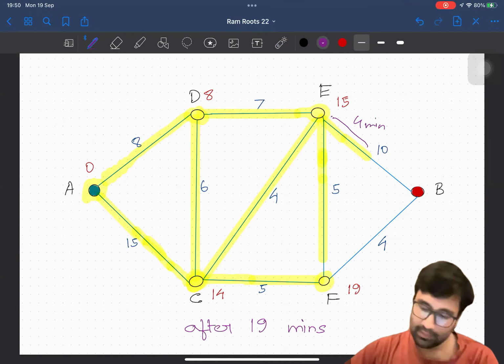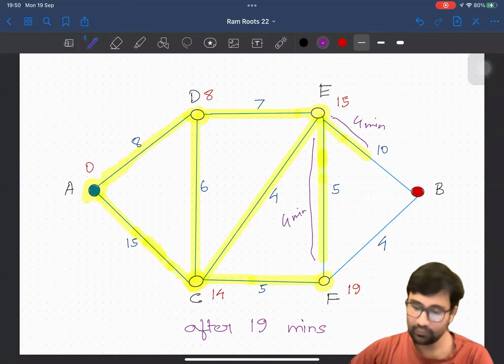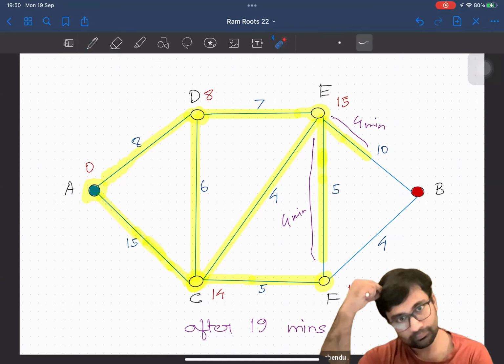So for the fire to cover all the points, for E to F, it needs another 1 minute because only 4 minutes is gone. One more minute and it'll expand to F. And F to B and E to B. Again, here only 4 minutes of E to B is done, and F to B hasn't started at all. So for fire to reach all points, it will take another 9 minutes, right?